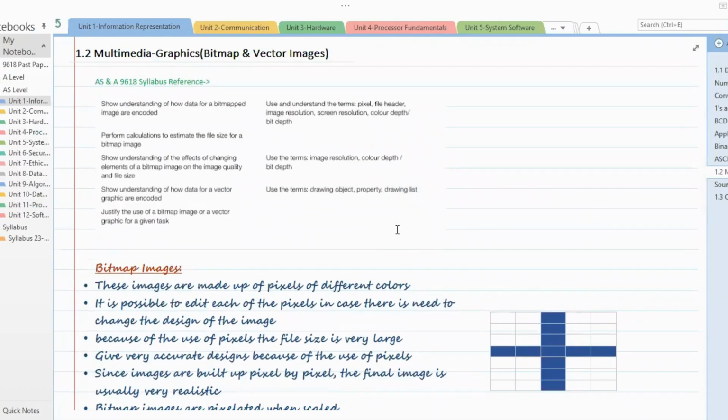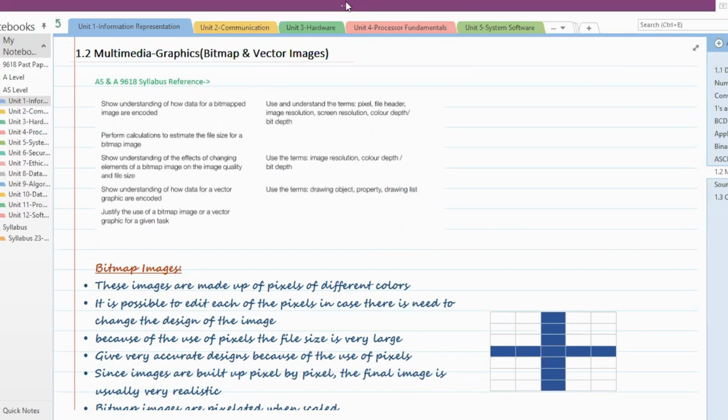Today's session is about multimedia. Under that, we are going to cover graphics. And under graphics, we have bitmap and vector images. Syllabus reference.